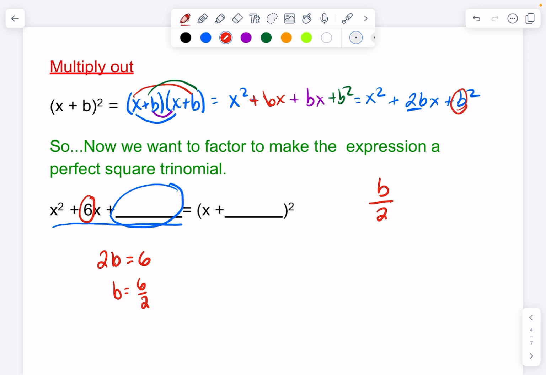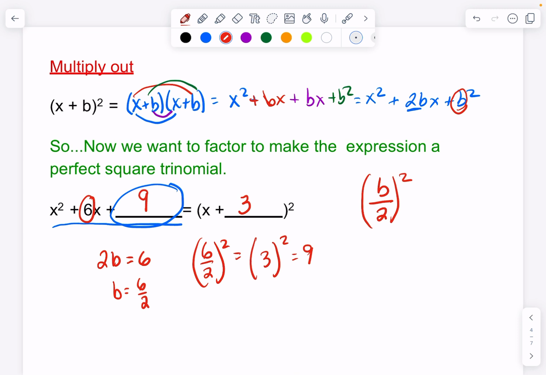I know I'm using the same variable so I can see where it might be confusing. And then we have to square it. So I take 6 divided by 2 and square it. So I have 3 squared which is 9. So that's a 9. Now this factors to x plus 3 squared.